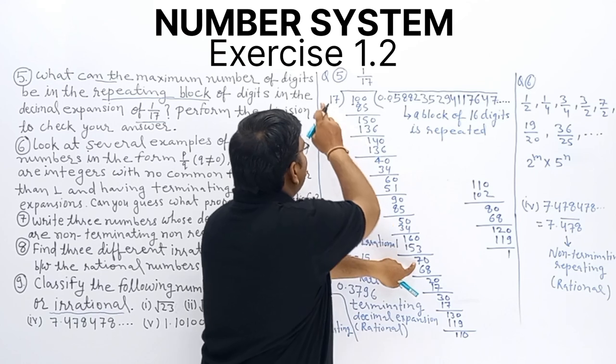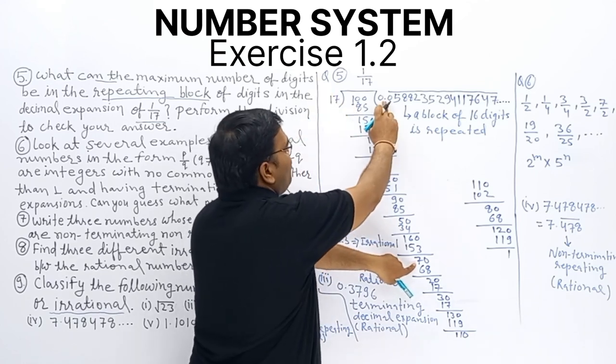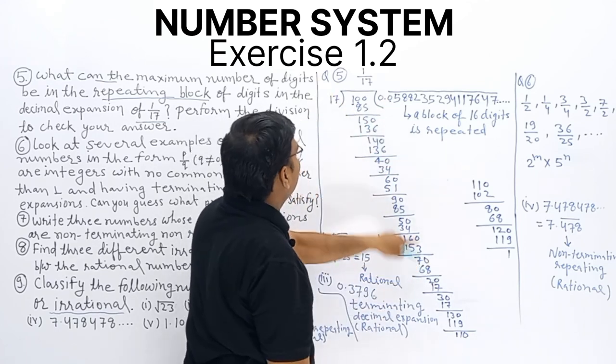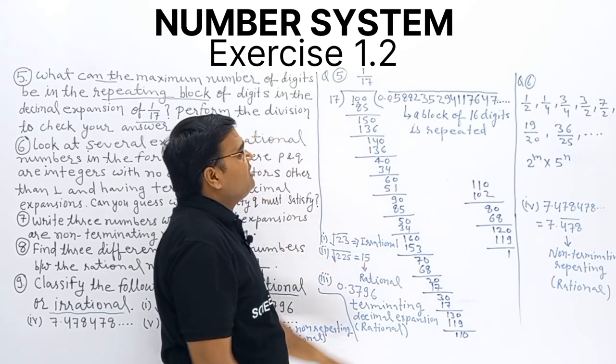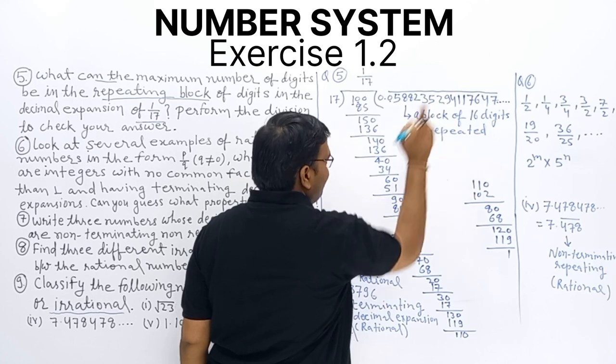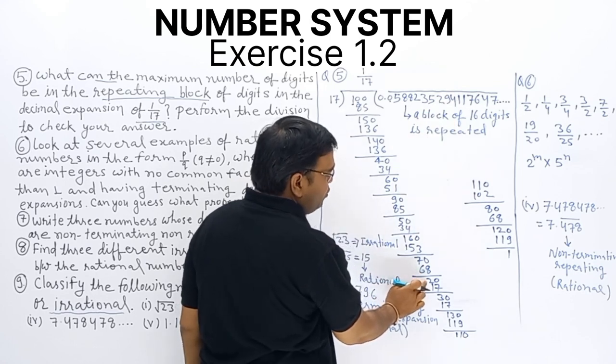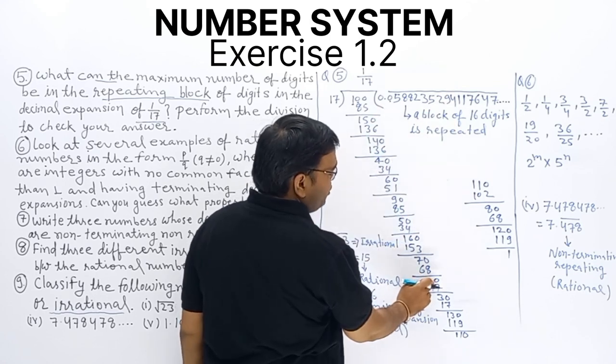Again 7 is smaller than this one, so we require 0. The point is there, we can use 0. 70. How many times is it going? 4 times. 17 4s are 68. 68, 4 times it is going. Now remainder is 2. The point is there, so we use 0.